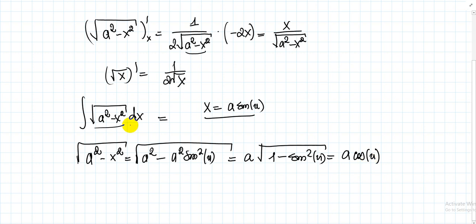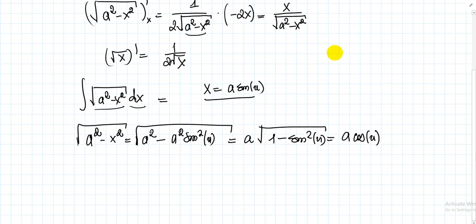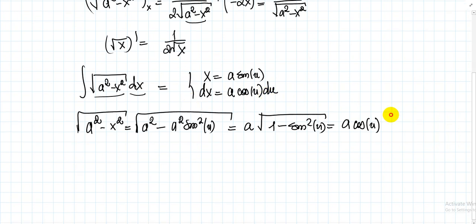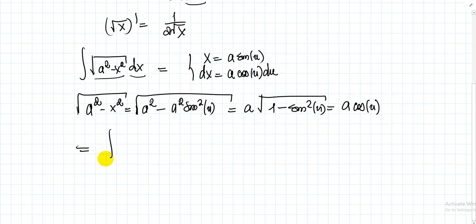But additionally, we need to calculate dx as well, right? If x is equal to a multiplied by the sine of u, u in our case is the variable and a is the constant. What is dx? Take the derivative and multiply it by du. What is the derivative of a multiplied by the sine of u? a multiplied by the cosine of u, multiplied by du. Okay? So this is equal to the integration of a multiplied by the cosine of u, because this is the square root of a squared minus x squared, multiplied by dx, which is a multiplied by the cosine of u du, right?